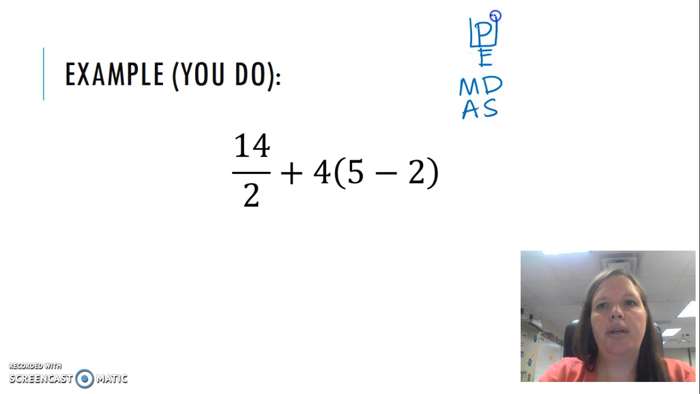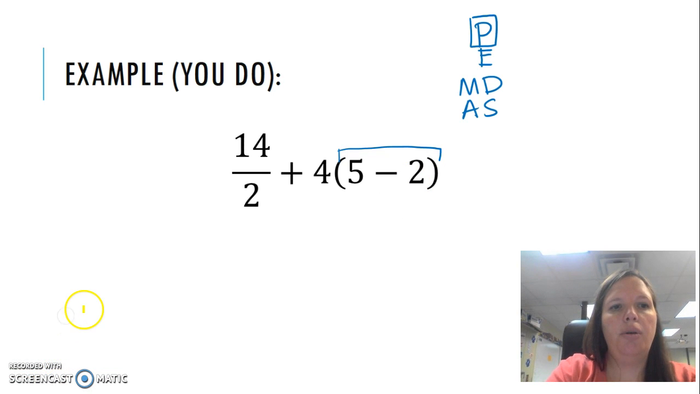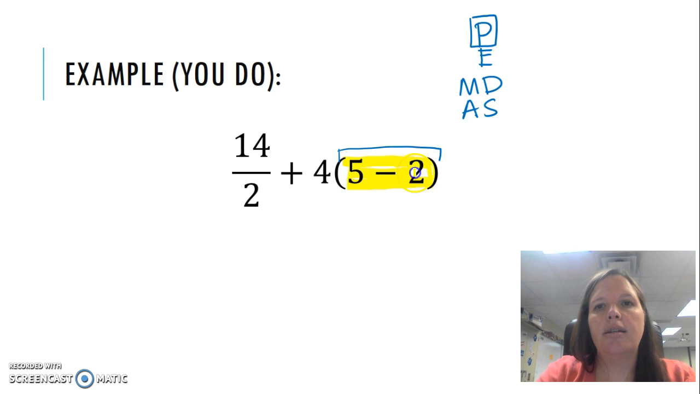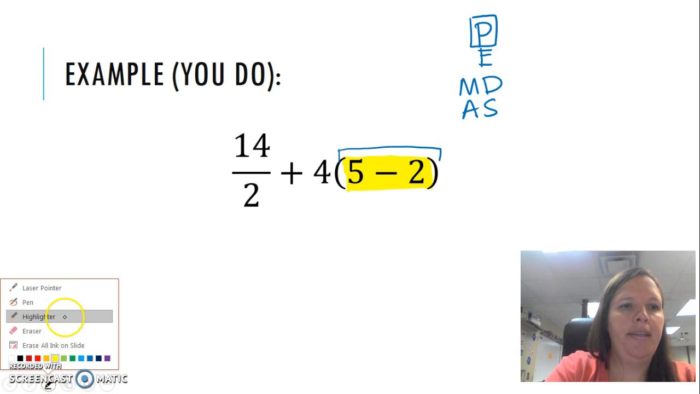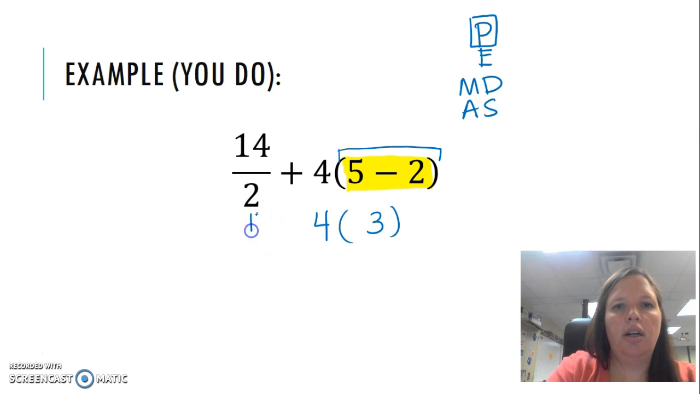And we're going to start with parentheses. When I look at the parentheses here, the 5 minus 2 inside of parentheses, these are being grouped together. So even though subtraction is on the lower end of my priorities, because this is in parentheses, I'm going to first go ahead and complete this. So 5 minus 2 gives me 3.